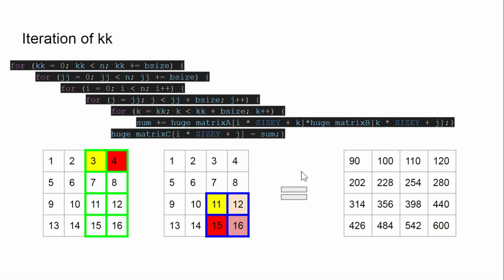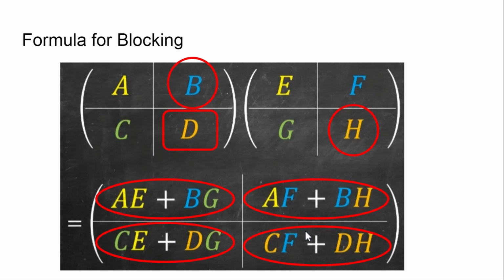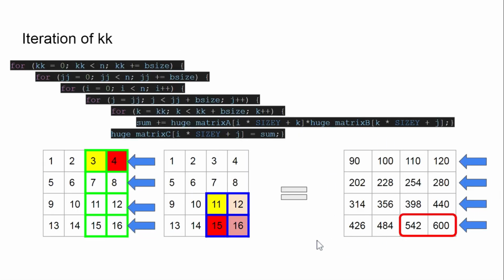Now, continue with the iteration of KK. We move the block to the right because the JJ got repeated one more time. So then we got 3 times 11, 4 times 15, add to this block. Now we got 110 and 120. And then the same thing happens again. We move down one row, we multiply by the same block, and then we add. Move down one row, multiply by the same block, and then we add. And so we finished our formula for our matrix C, and that is the final result for our 4 by 4 matrix using blocking multiplication.